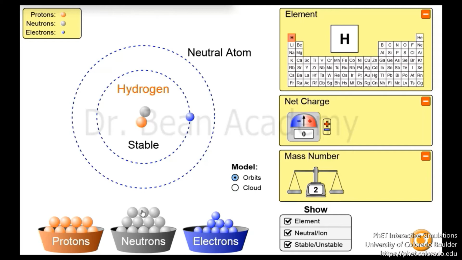And similarly, if I add one more neutron into the nucleus of this hydrogen, it is unstable, but it is still hydrogen.